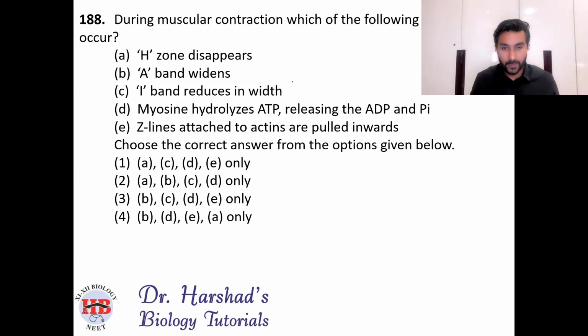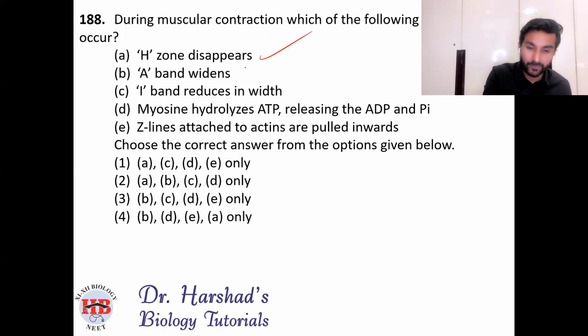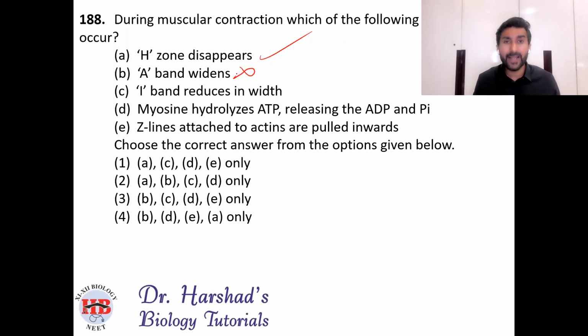During muscular contraction, which of the following events occur? H zone disappears. Yes, the 2 actin filaments come closer, so H zone would disappear. A band widens. If you remember, A band, which is your dark band, does not change in length, so that's wrong. I band reduces in width. Yes, it does, because your actin filaments move.